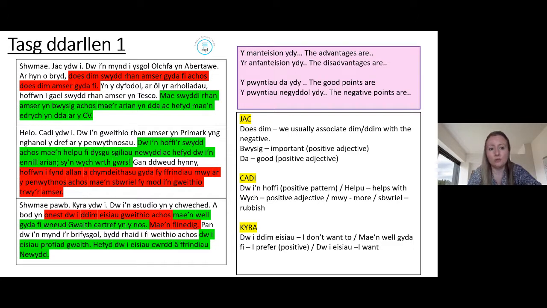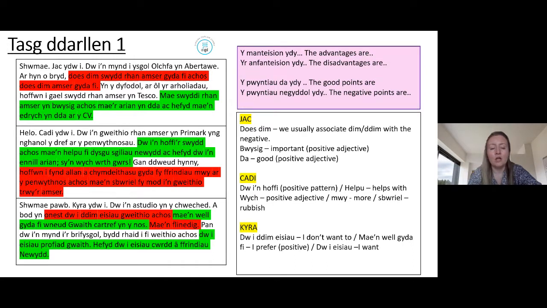Well, shwmae, Jack a dwi'n mynd i ysgol Olchfa yn Abertawe. It's a fact, okay? It's not going to be a good or a bad point. But look at the next line. Does dim swydd rhan amser gyda fi. I don't, dim, again, that word. I don't have a part-time job, okay? Achos, does dim amser gyda fi.